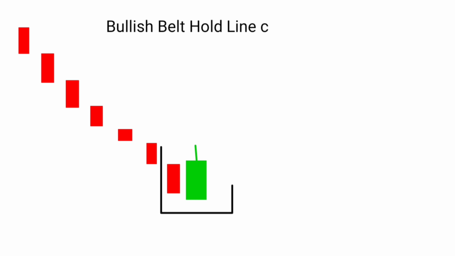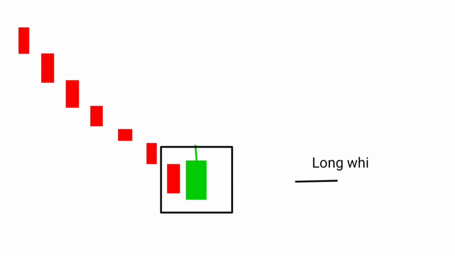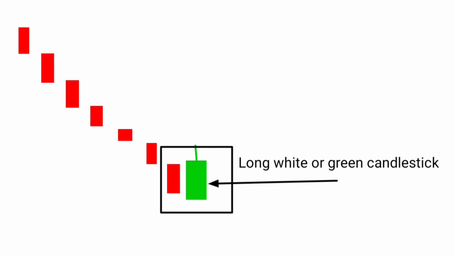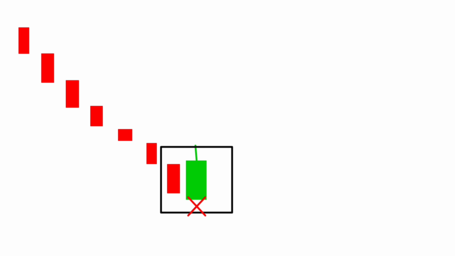The bullish belt-hold line pattern is a bullish candlestick pattern that occurs in a downtrend. It is characterized by a long white candlestick that opens at or near the low of the day and closes near the high of the day, without any shadow or wick on the lower end. This pattern signifies a bullish reversal and suggests that buyers have taken control of the market from the sellers.